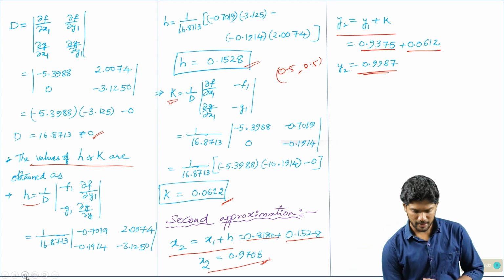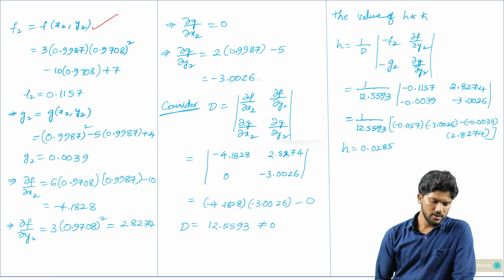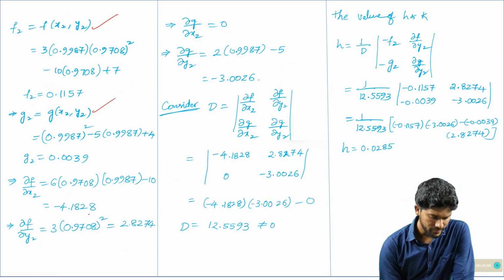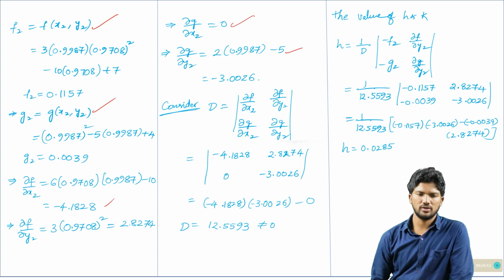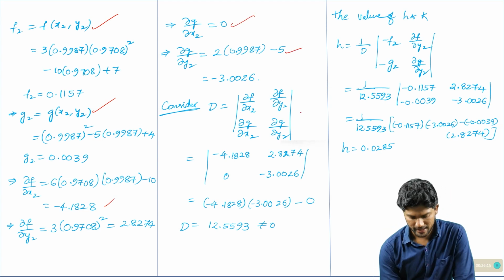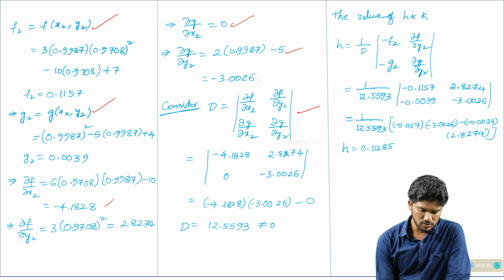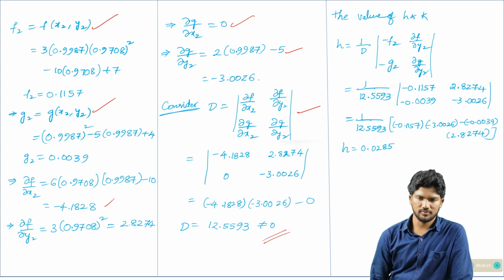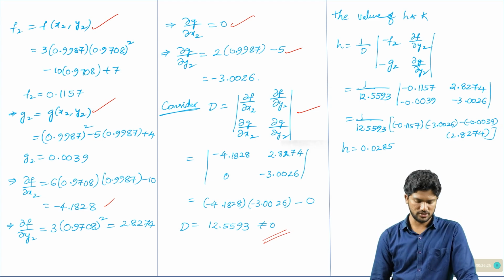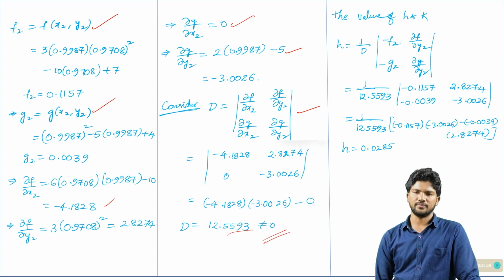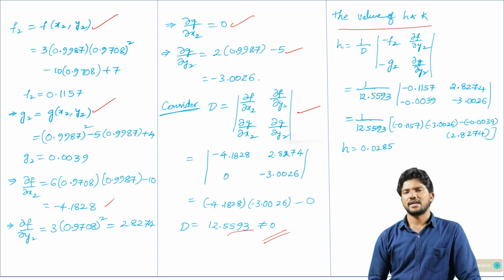So next, in the second approximation, same process. You find f2 value and g2 value, and dou f by dou x2, dou f by dou y2, dou g by dou x2 and dou g by dou y2, and again consider Cramer's rule. Substitute those corresponding values of the functions, and you will get the determinant D is not equal to 0, 12.5593. After getting the determinant value not equal to 0, you can find the h and k values.